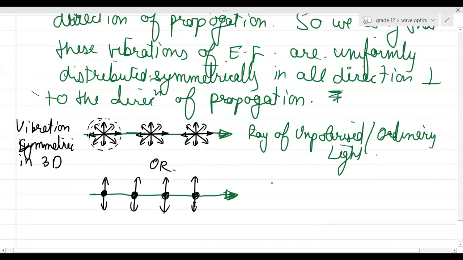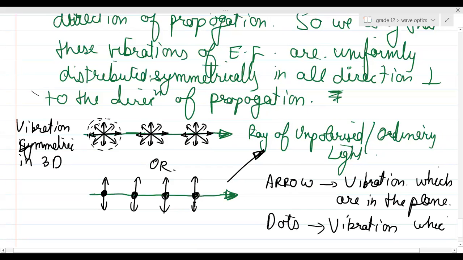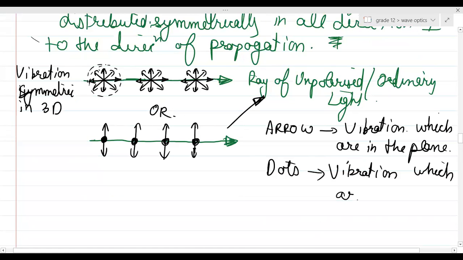Okay, what does the arrow represent? This is also the ray of unpolarized light. This is how it is represented. The arrow represents the vibrations which are in the plane, and the dots show the vibrations which are perpendicular to the plane.